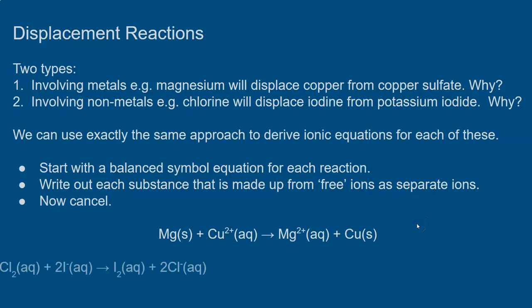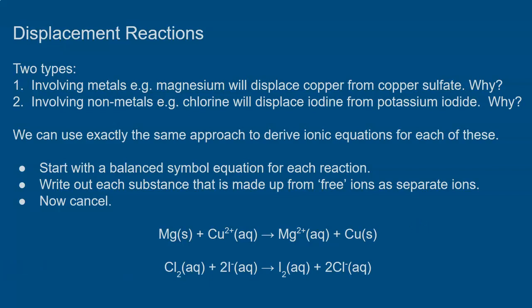Now what about for the other one? Well, running through that one, you have Cl2 in aqueous solution. That is not made up of free ions. Chlorine is a non-metal, so it's made up of small molecules. Potassium iodide consists of 2K+ to make it balanced plus 2I-, both aqueous, and we go on to form I2 in solution plus 2K+ plus 2Cl-, both aqueous. And the K+ ions cancel out on each side, so you should be left with what you can see at the bottom of the screen there.